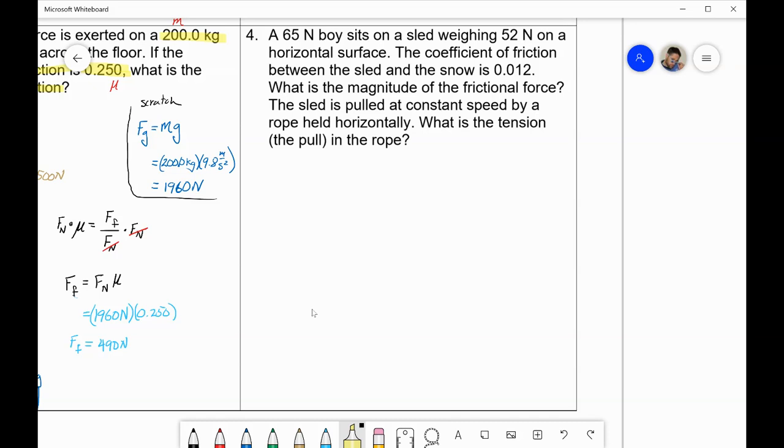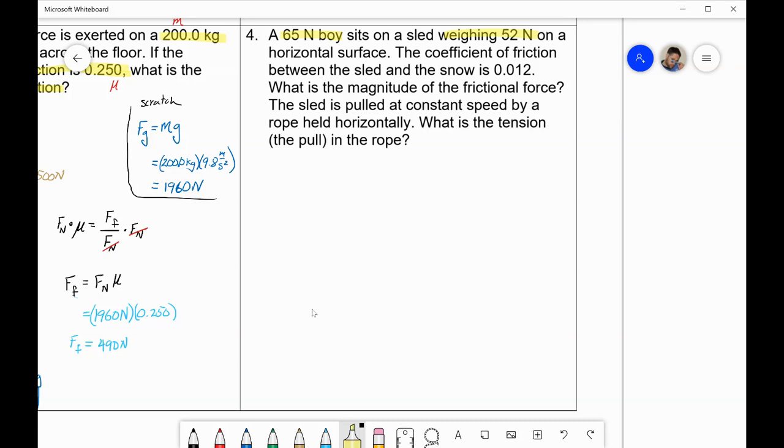Let's start by reading it and annotating to make sure that we've got all the different pieces. So on this particular problem, it tells you that a 65 Newton boy is sitting on top of a sled that has a weight of 52 Newtons. So both of these two things are kind of together as one entity, even though right now they're written as two, on a horizontal surface. So we're talking about a flat surface, which is good.